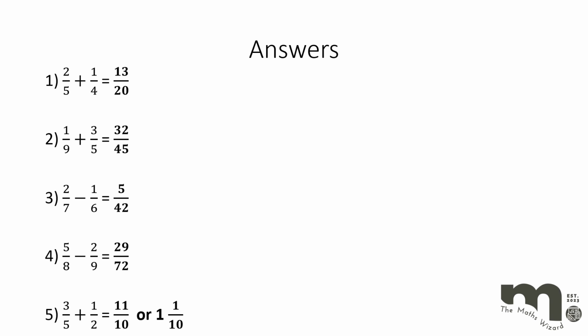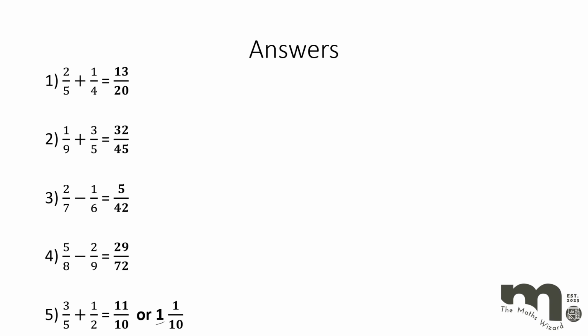10 goes into 11 once. So there's your 1. And you have a remainder of 1. So that then goes over the same denominator here. So the denominator will still be the same. The bottom number will still be the same. It's just your remainder will go on the top there for that one.